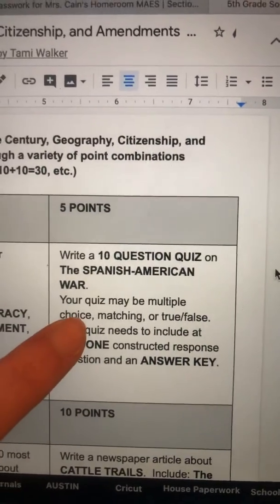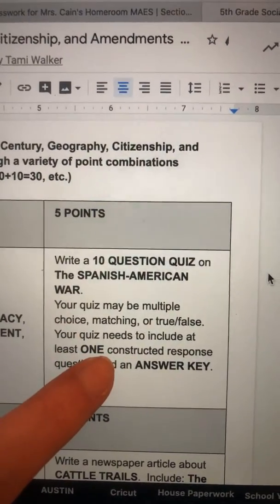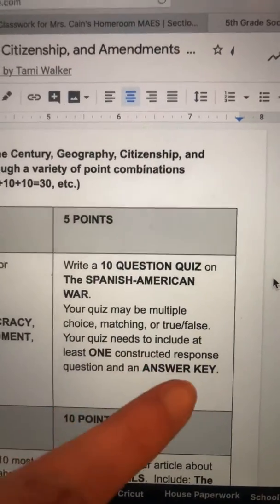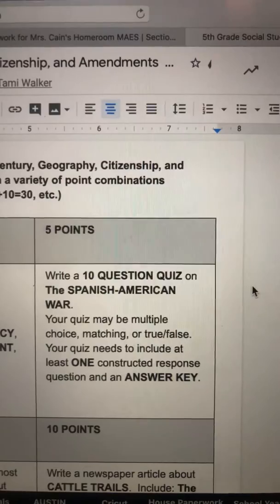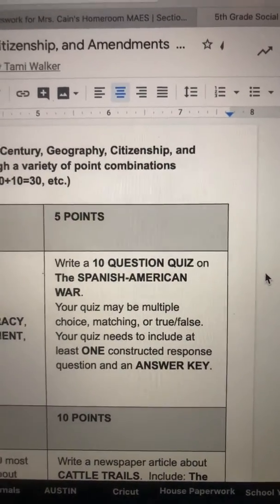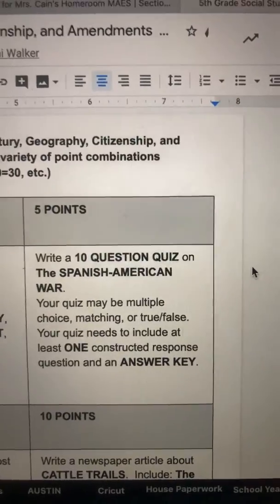So if you want to do 9 multiple choice and then the 10th one be a constructed response, or you can do a combination of these. But remember, you also have to include an answer key. And that's very important, so that way we know that you know the answers about the Spanish-American War. All right, so then we'll go down to the bottom.